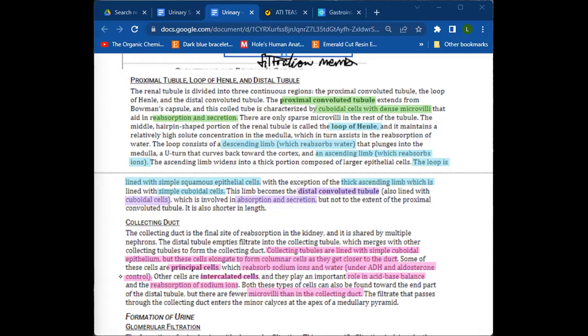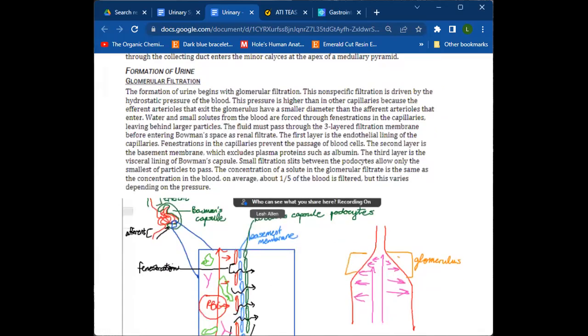Okay, now I think that's it for the histology part. So now let's get ready to work on the formation of urine.